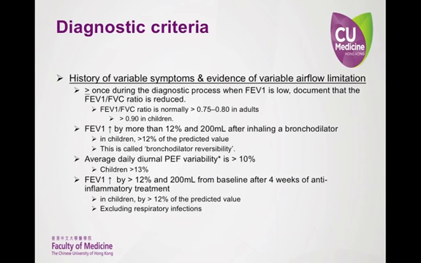There is a lot of information on this slide, but the only point I want to emphasize is that when diagnosing, you need a history of variable symptoms and evidence of variable airflow limitation. The methods of showing variable airflow limitation are listed here.